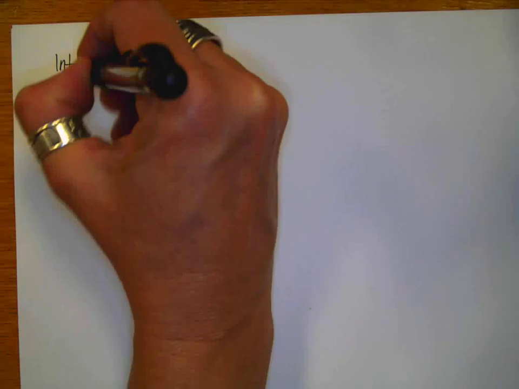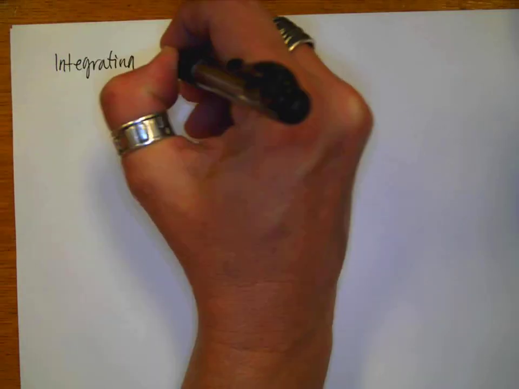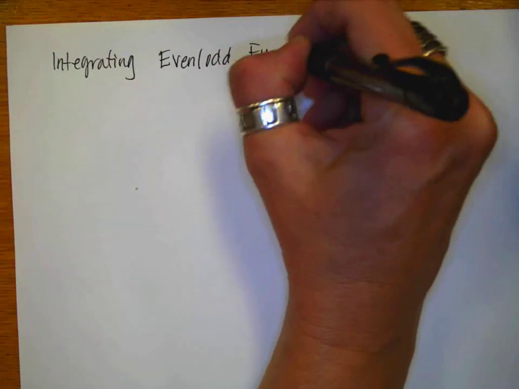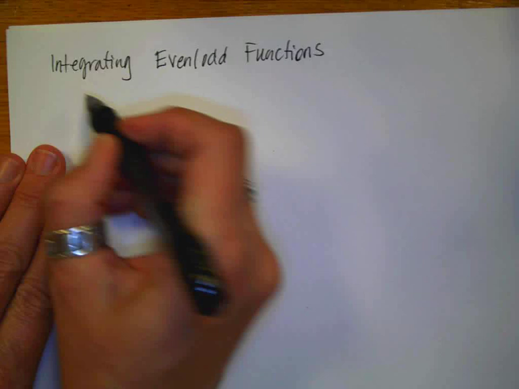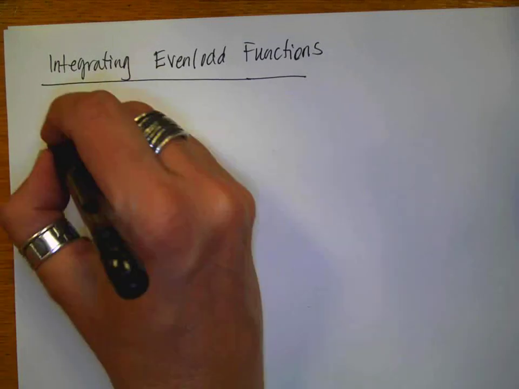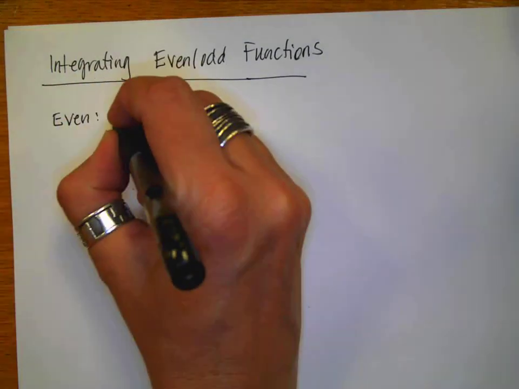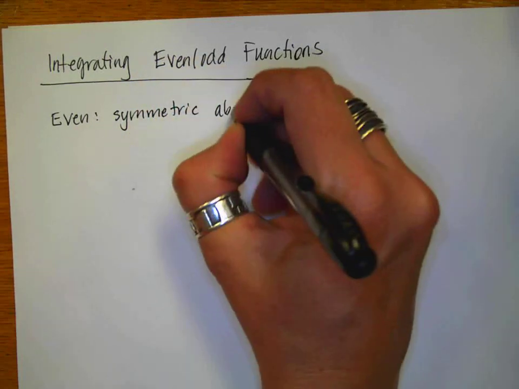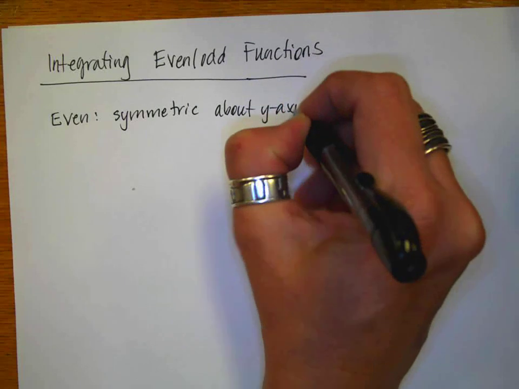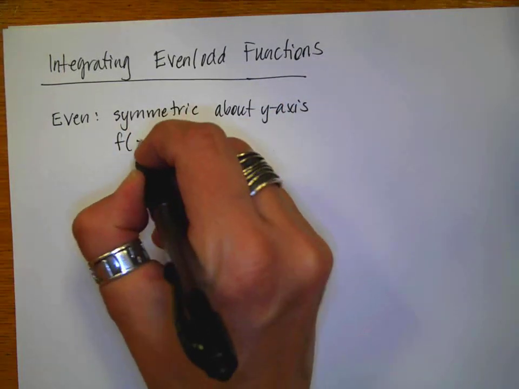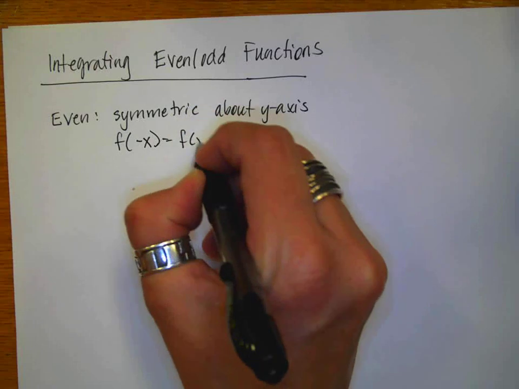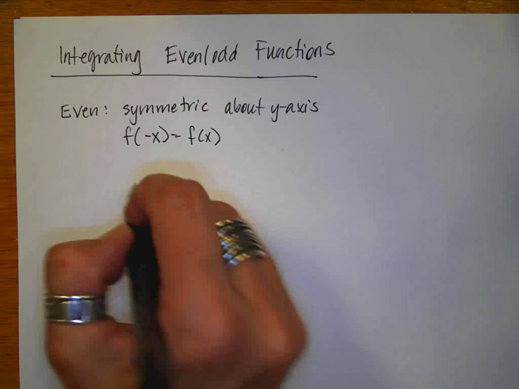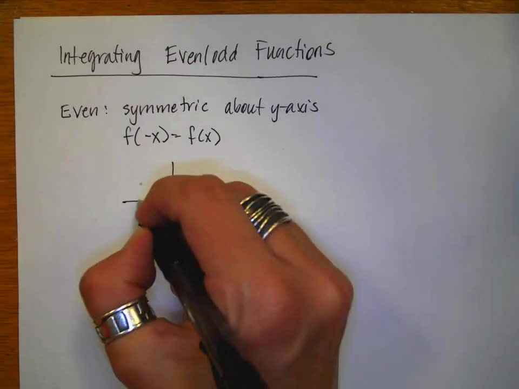One last little topic to talk about, and that's talking about integrating even and odd functions, because sometimes this can save you some work. So remember that an even function is going to be symmetric about the y-axis, right? And if you'll remember the test for symmetry and I get the original function, then I would know that the function is symmetric about the y-axis.